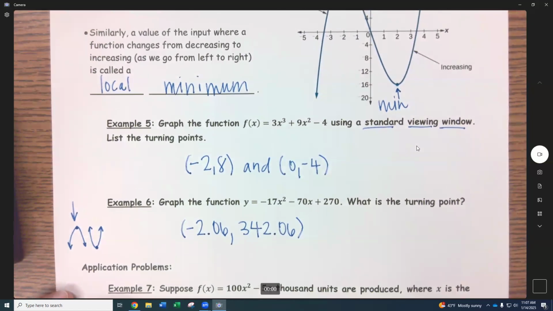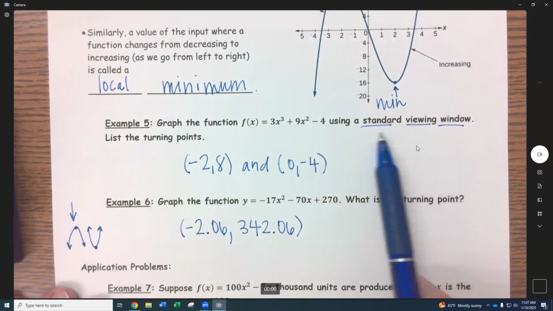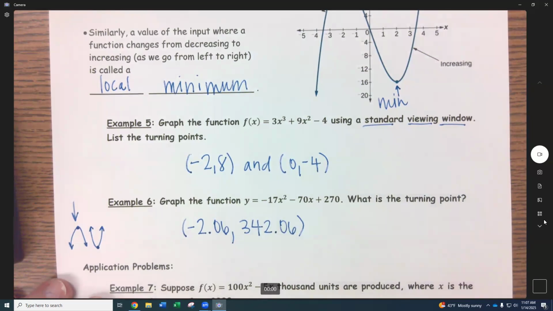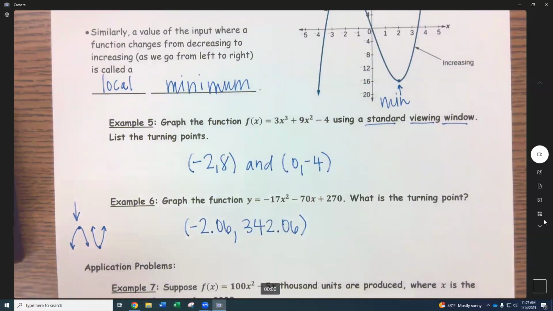It just doesn't care if it's a max or a min. It just wants those turning points there. Use the window if they give it to you, because if they give you a window, you're guaranteed to have those turning points in that window. When they don't give you a window, play around with it until you can find the information you need.